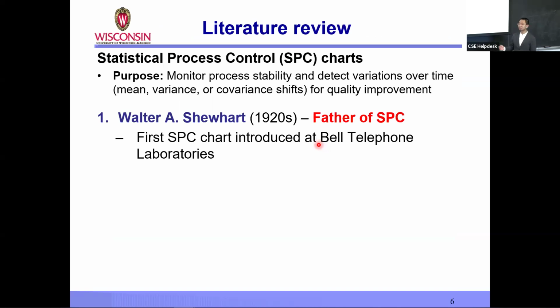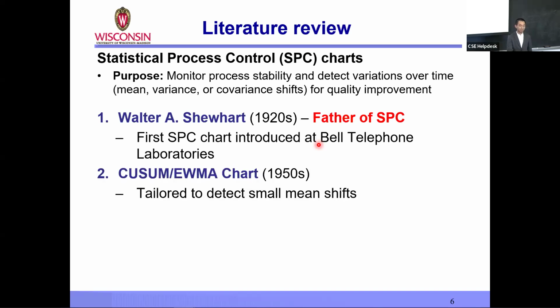So SPC traces its roots back to the 1920s, when Walter Shewhart, also known as the father of SPC, introduced the first control chart while he was working at Bell Telephone Labs. His work laid the foundation for modern quality control. By the 1950s, new methods like CUSUM or EWMA charts had been developed. These advanced techniques were designed to detect smaller shifts in the process mean.